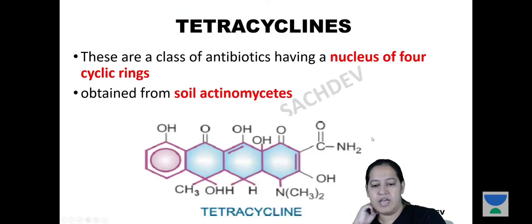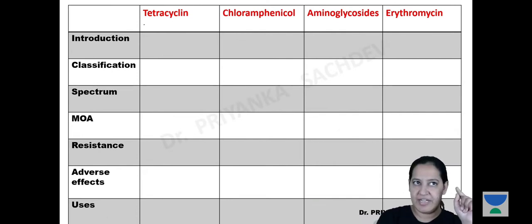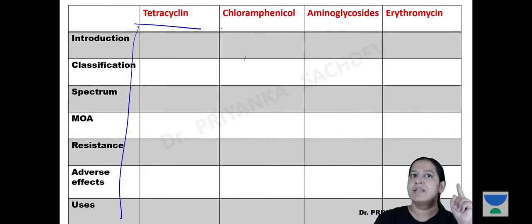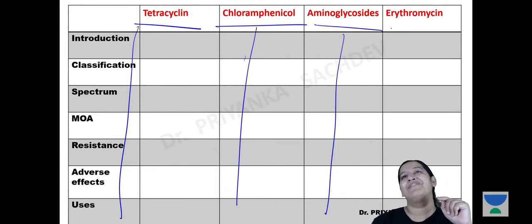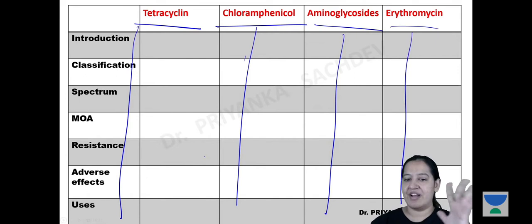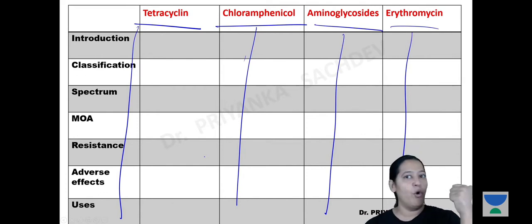Yeah, this table. We will fill this table now. First I will teach you tetracycline in the same headings. Then second chapter chloramphenicol. Third chapter aminoglycoside. And fourth chapter erythromycin. One by one we will complete each chapter, and we will do MCQ polls based on that chapter. 4 chapters plus these 3 makes total 7 chapters.